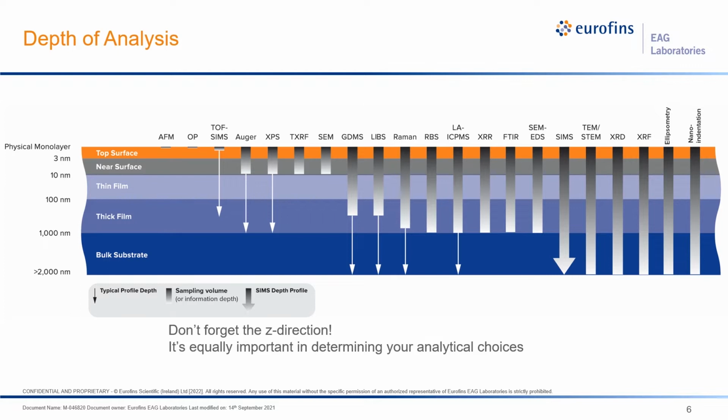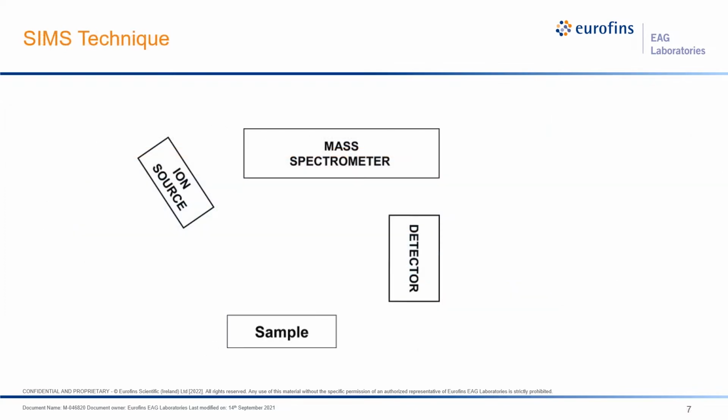So SIMS not only gives you a high dynamic range of concentration detection, it also gives you a depth distribution from the very top of the surface to up to 40 micron depth. So let's talk about how the SIMS process works. This is a very simple schematic of a SIMS instrument.